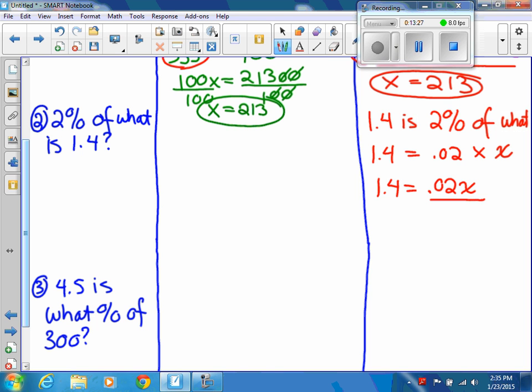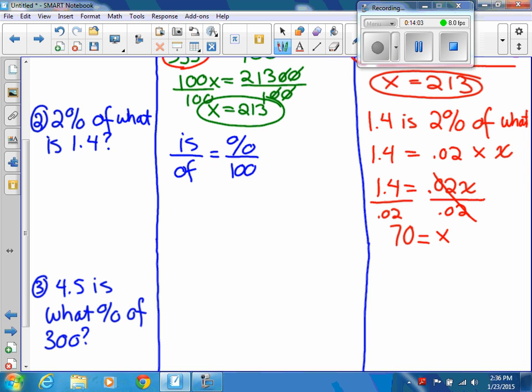That means I'm going to then divide both sides by 0.02. This cancels out. And x is going to equal 70. Okay, let's prove that we're right. We'll do it over here now using our percent proportion. So I have is over of is equal to percent over 100.